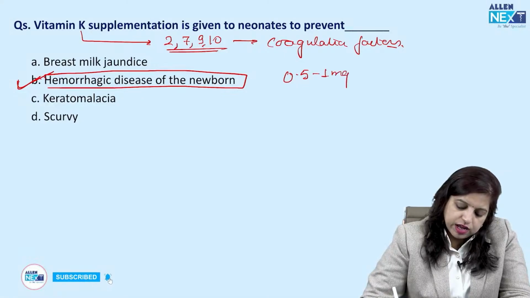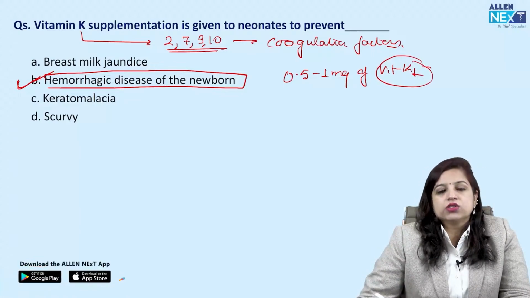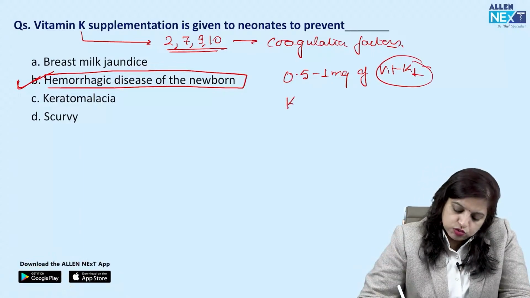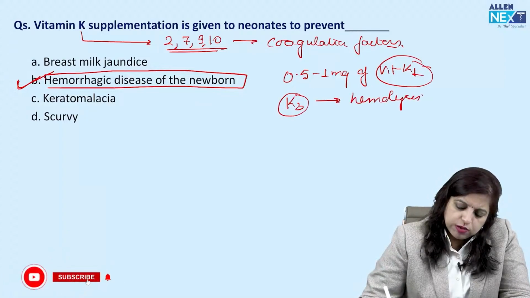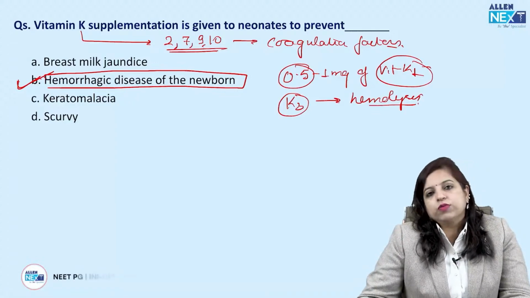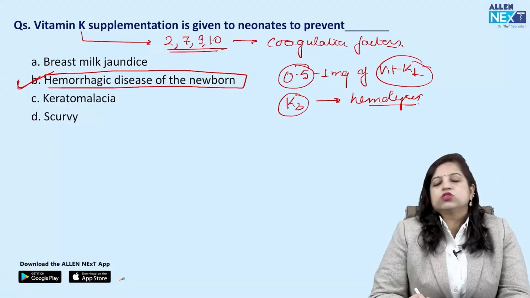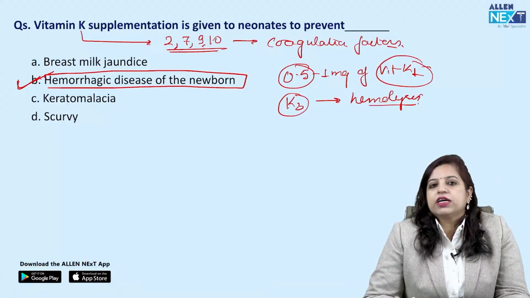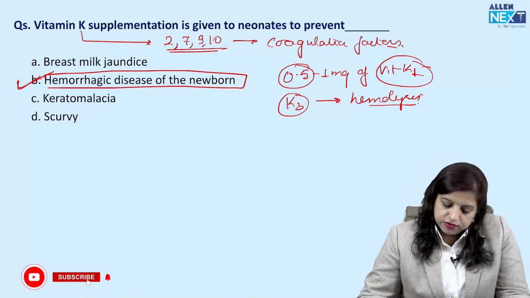0.5 to 1 milligram of vitamin K1. K1 is the preparation which is preferred. Of course, if K1 is not available, then you can go for K3, but K3 is responsible for inducing hemolysis. So we should always go for K1. 0.5 milligram would be for preterm and 1 milligram for the term child. So hemorrhagic disease of the newborn is prevented by giving vitamin K administration soon after birth to every child. It should be given. Okay.